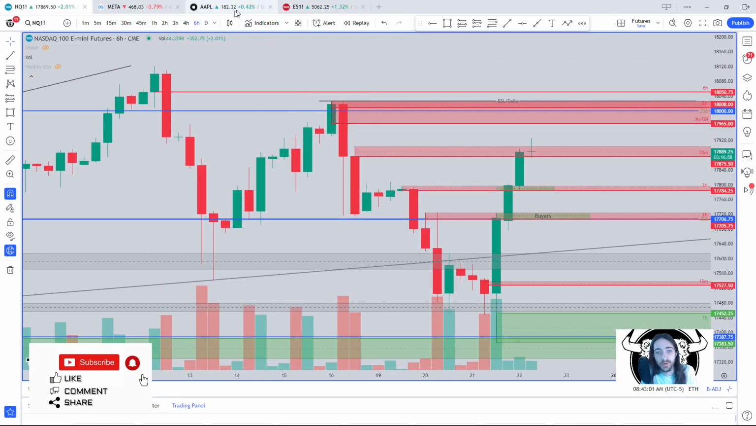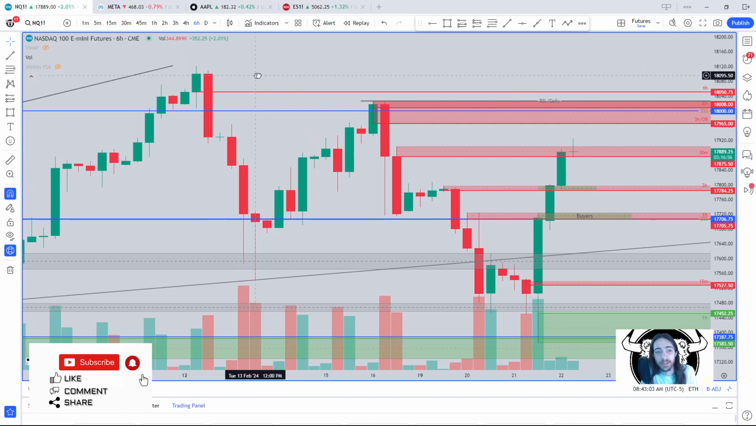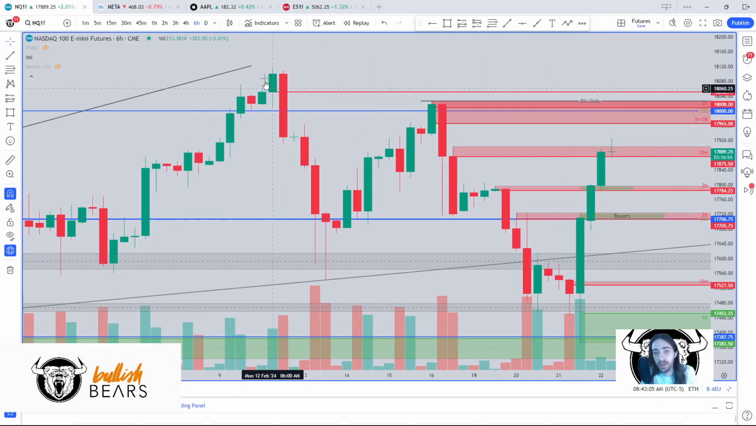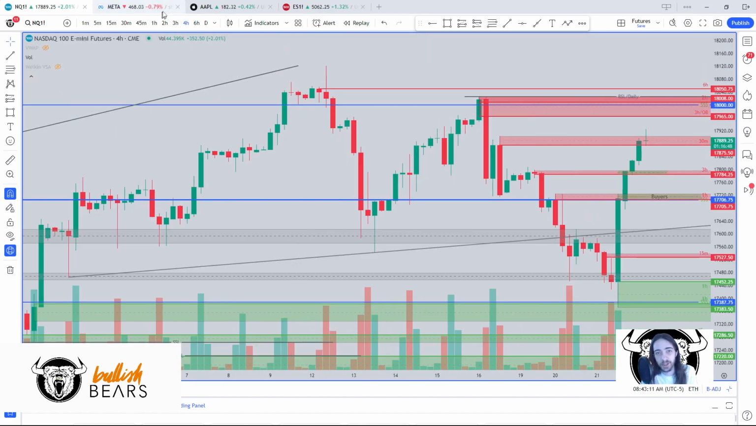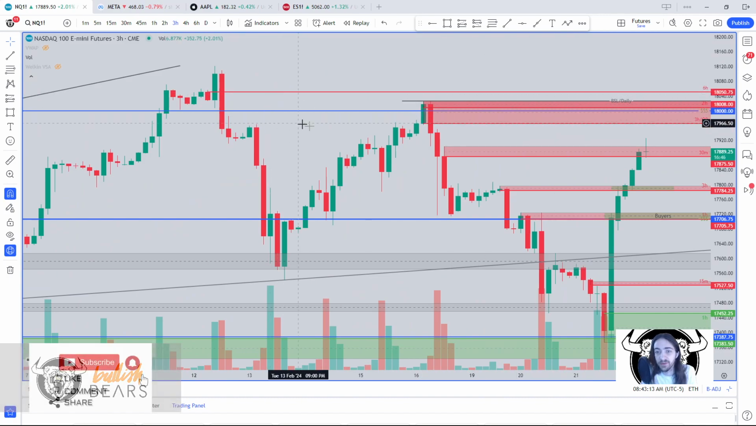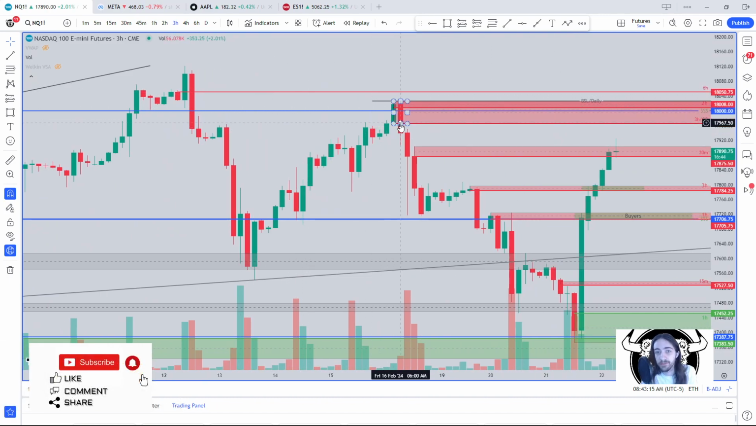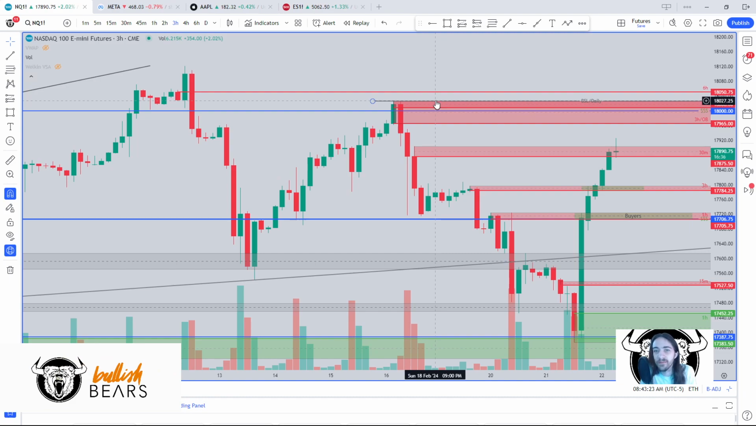Not seeing any zones over here except the 6-hour supply zone way up here around 18,050. Go down to the 4-hour. Not really seeing much on here. The 3-hour. So I have our 3-hour supply zone right up in here from about 17,965 to about 18,027. So it's a pretty large zone. That's about 60 points on that on the NASDAQ.